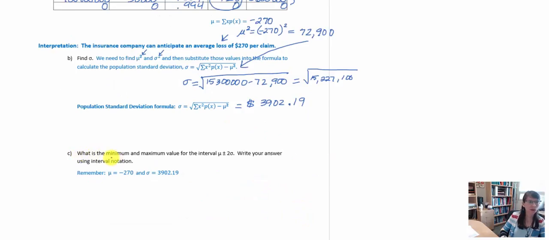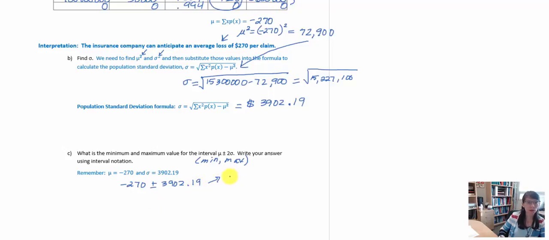For part C, we're looking for the minimum and maximum value for the interval mu plus or minus 2 sigma. In other words, we're interested in the interval that falls within 2 standard deviations of the mean. And we'll write our answer with interval notation, and that would be from the minimum value to the maximum value. So we recall that mu is negative 270, and the standard deviation is 3,902.19. So that means negative 270 plus or minus 3,902.19.